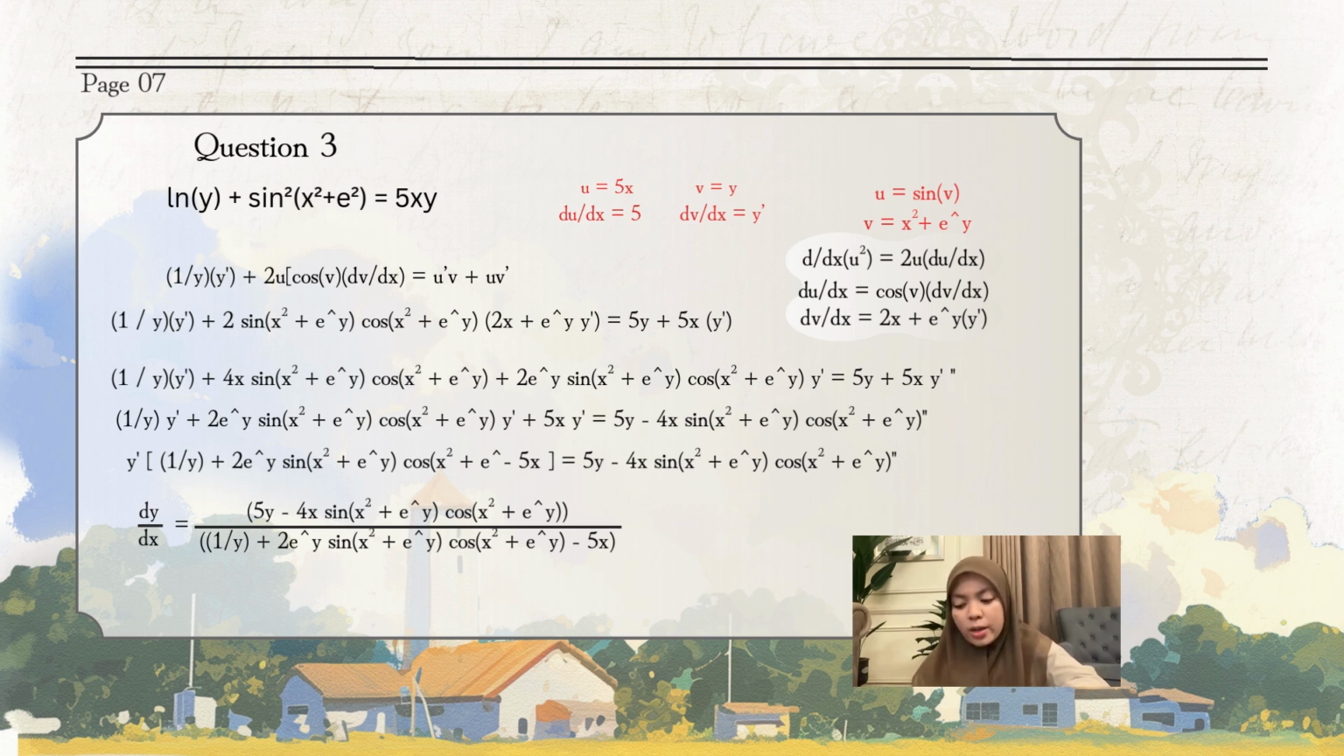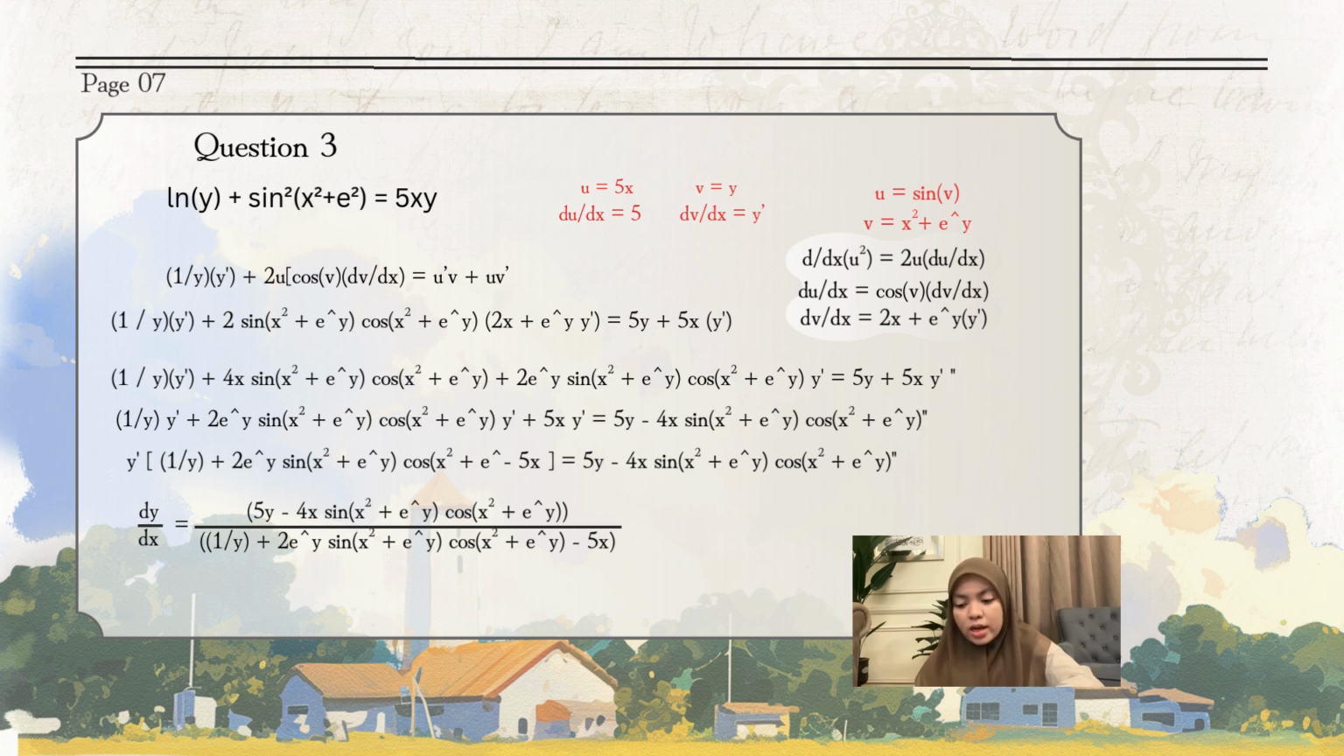Now I put all the differentiated parts together, which becomes 1 over y multiplied by y prime plus 2 sin bracket x squared plus e to the power of y cos bracket x squared plus e to the power of y bracket 2x plus e to the power of y y prime equal to 5y plus 5x y prime.